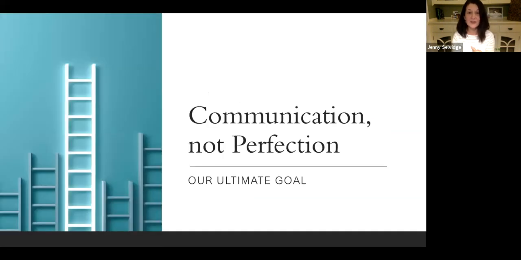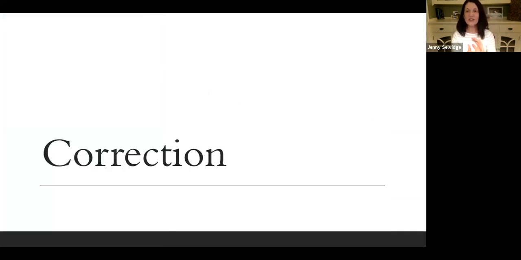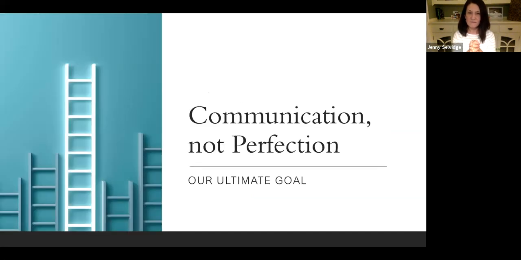Let's talk about correction. This is really a difficult thing because it depends on your students. There is not one thing that you always can do with all students. It depends on your students. So the next slide gives us our goal. We really want to impress on our students that our goal is communication and not perfection.